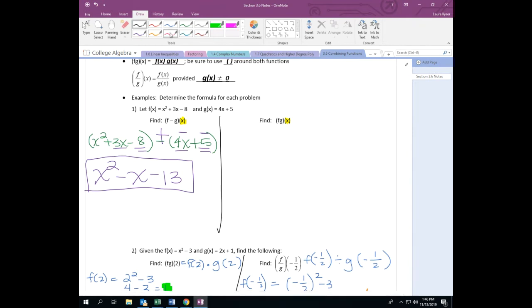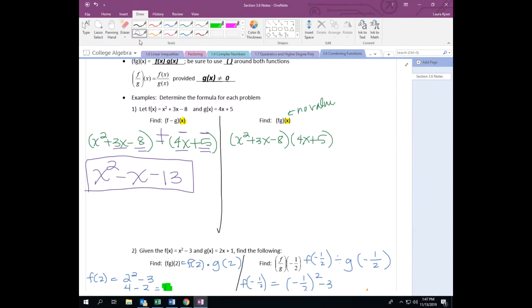So there's subtracting. If it was adding, we would have done something similar, except we wouldn't have changed the signs in the second one. We would have just combined. This one is multiplication. Again, no value, which just means work with the functions themselves. Multiply these functions together. So x squared plus 3x minus 8 times 4x plus 5.